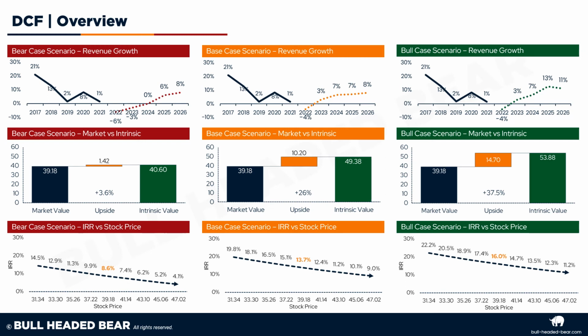To summarise then, we've got the base case scenario which gives us a potential upside of 26% and an IRR of 13.7%. If things don't turn out as planned, it might be leaning more towards the bear case scenario. This gives us still a potential upside of 3.6% but an IRR of 8.6%. If things work out better, slightly leaning towards the bull case scenario, that gives us a potential upside of 37.5% and an IRR of 16%.